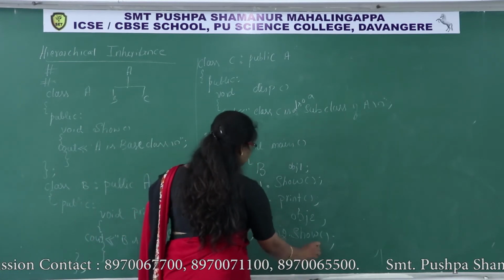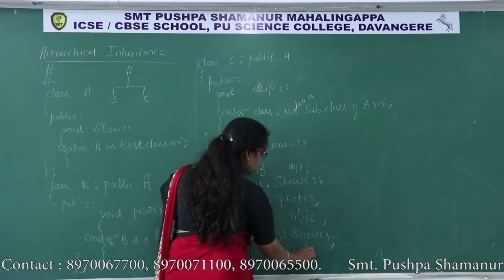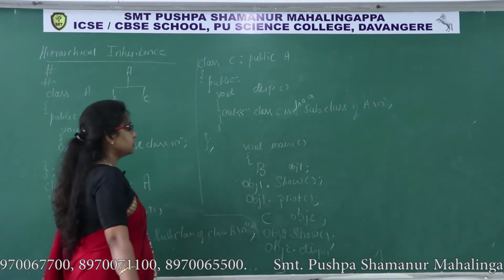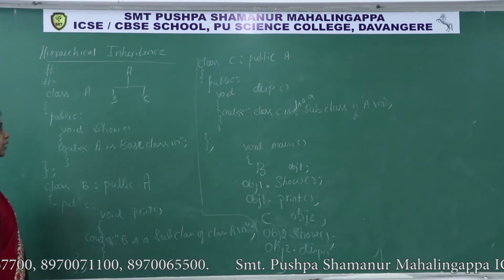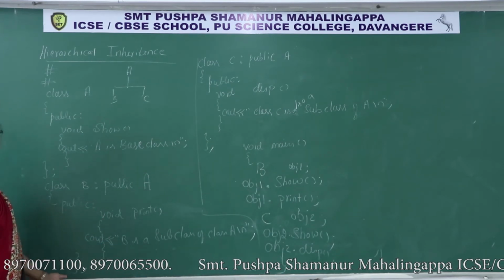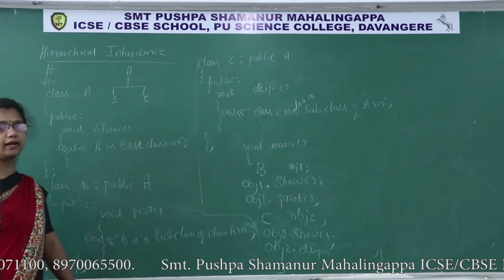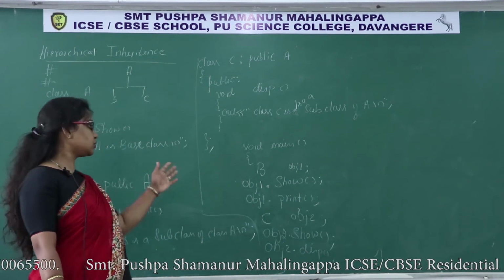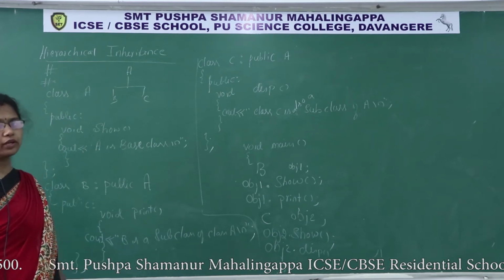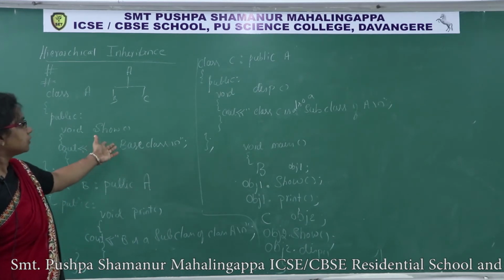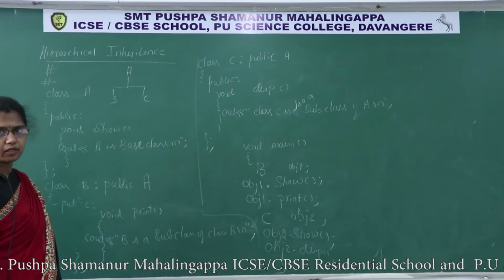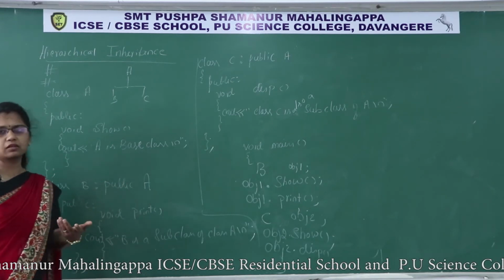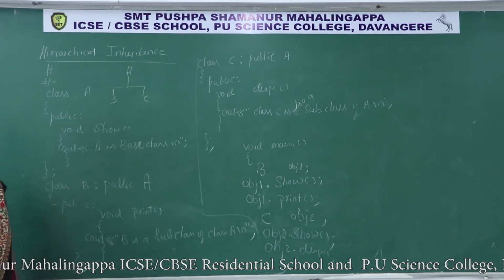obj2 dot its own member function is disp open close semicolon. So this is a simple program. You can write this for exam. If they ask explain hierarchical inheritance, you have to write the definition, and this program you can write. The previous one that I had shown is also a typical program. Whichever you feel comfortable, you can write that.